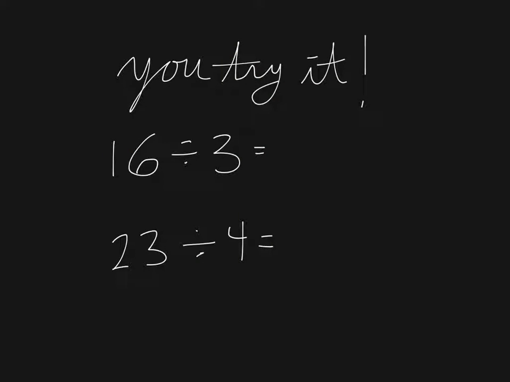It is your turn to try it. Your first two problems are 16 divided by 3 and 23 divided by 4. I'm going to get you started with the first one, 16 divided by 3. The first step is to look at the number that you're dividing by and start by making that many rows, and then keep counting up until you get to all 16. So 1, 2, 3, 4, 5, 6, 7, 8, 9, 10, 11, 12, 13, 14, 15, 16.